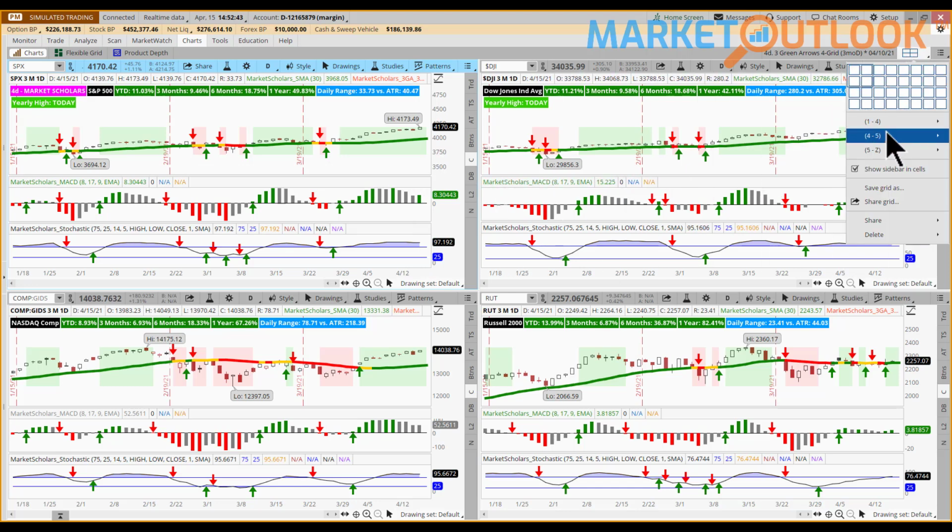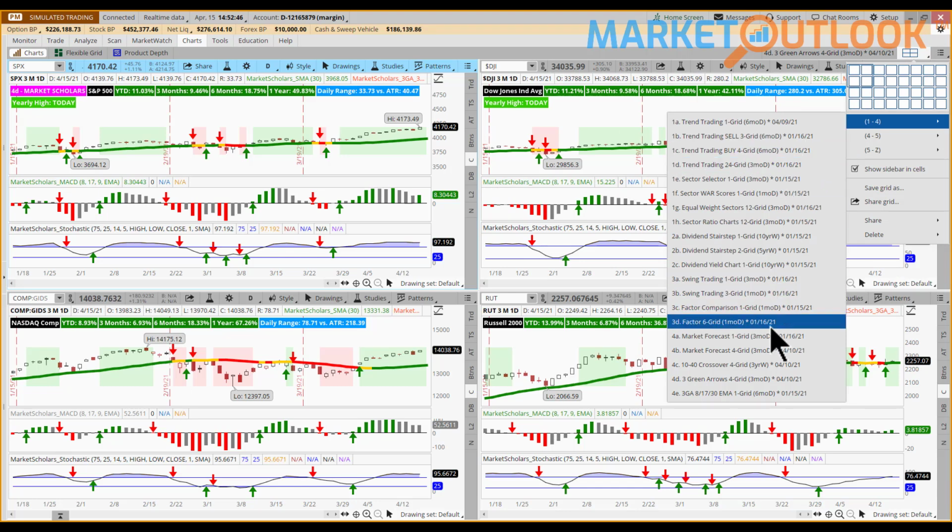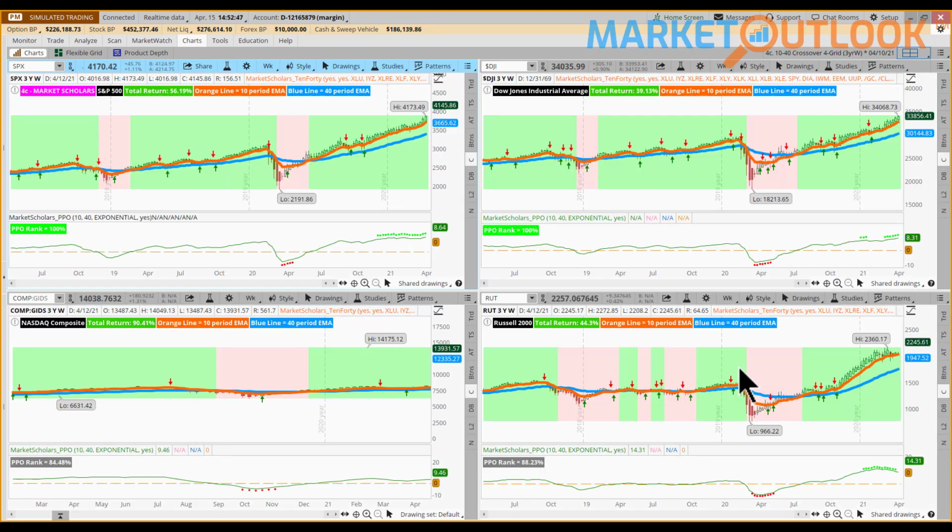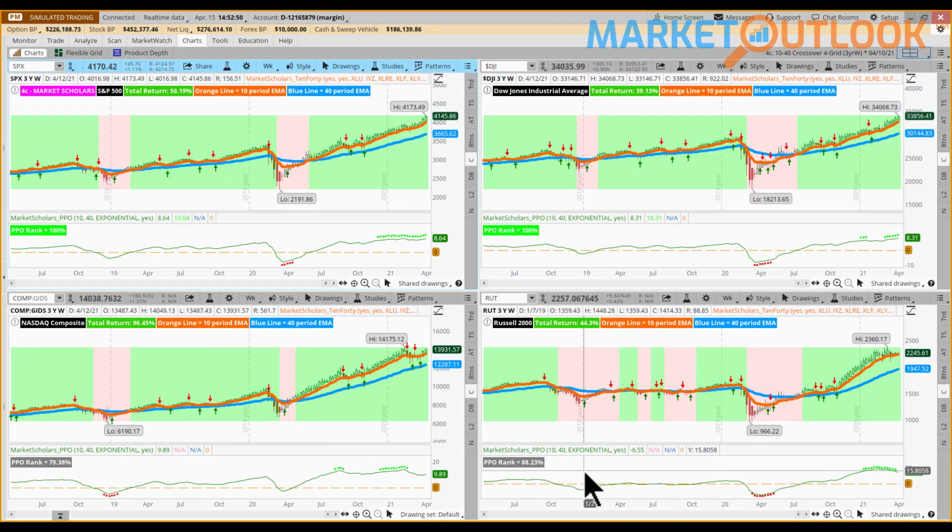Let's go ahead and take a look at our 10-40 crossover method now. And this is chart 4C for those of you following along at home. As we're looking at this chart, we remain in fairly strong shape. In the case of all 4 of our charts, we have bullish crossovers of the 10-week moving average versus the 40-week moving average.